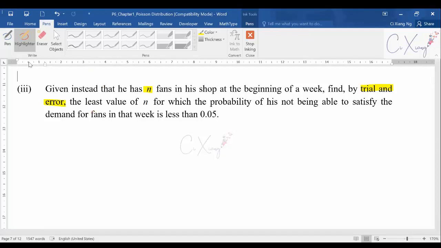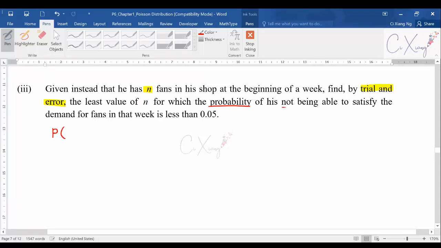All right. Okay. So now, what they say is, they want to find the value of N for which the probability that Peter is not able to satisfy the demand is less than 0.05. For this case, not satisfying the demand means X should be greater than N, because you're having N fans but it is not enough. So it should be X greater than N, and the probability is smaller than 0.05.